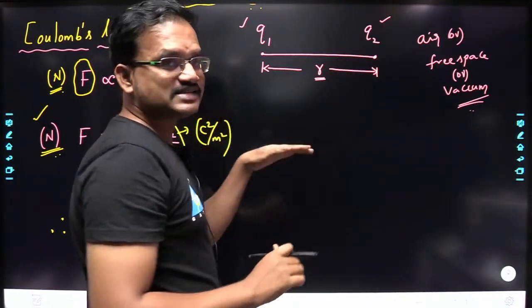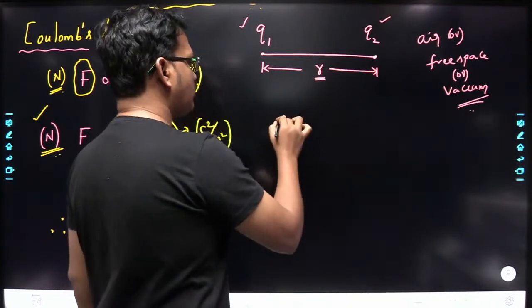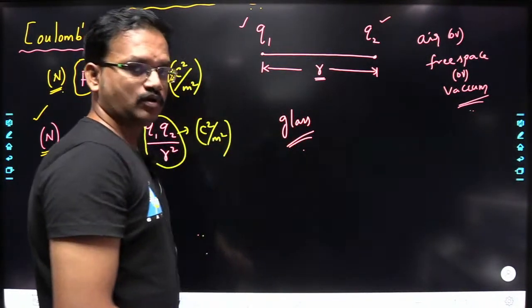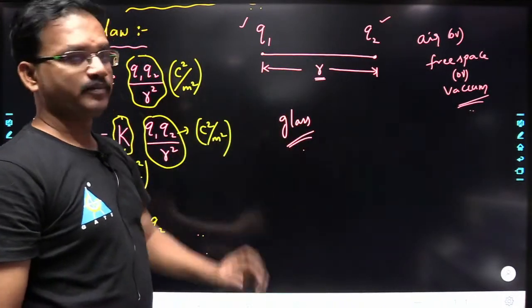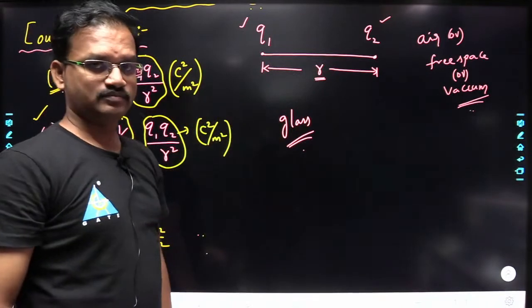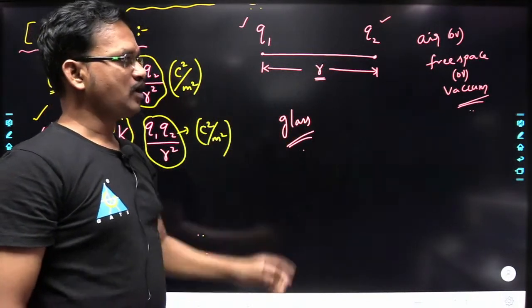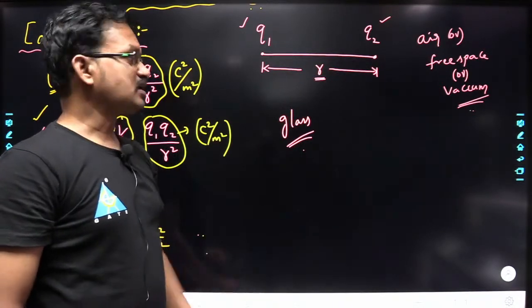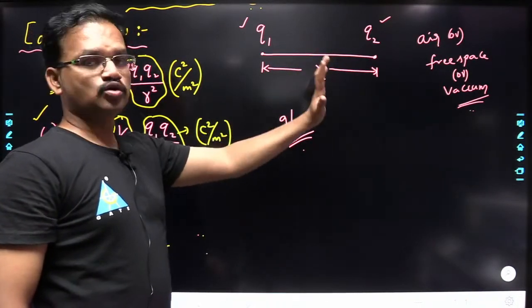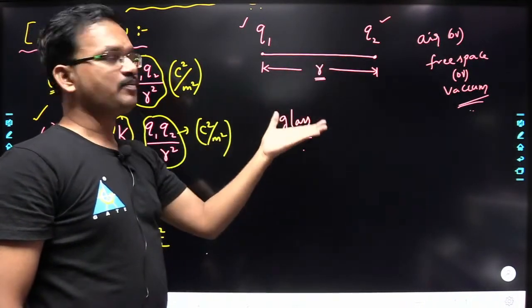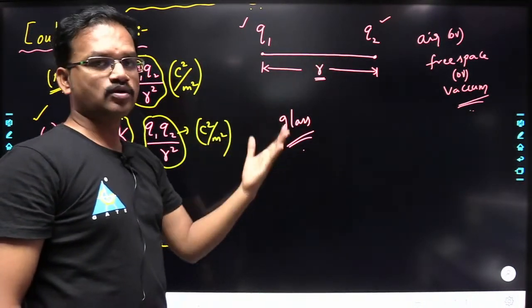and keep it in some other medium. Let us assume I have kept it in glass medium here. So that means I have just changed the medium from air medium to glass medium. Whenever I change the medium, are you going to see the same force or a different force, because I have not changed Q1 and Q2 values, and I have not changed the distance between them? Just I have changed the medium from air to glass medium.